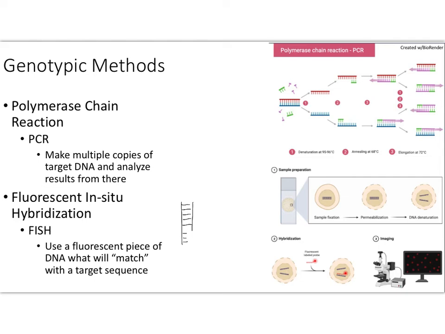What we do is we label this again with something fluorescent. Again, also not a very hard procedure, pretty straightforward and easy to do in a lab. And then we, again, will apply that to a slide where our organism is, or a sample where our organism is.